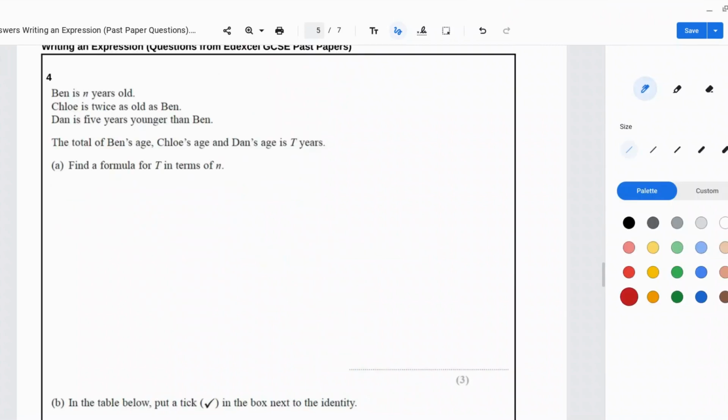Question 4, we're told Ben is n years old. Chloe is twice as old as Ben, so we're going to represent her age in terms of Ben's age. So her age is 2n, and Dan is 5 years younger than Ben. So whatever Ben's age is, you would take 5 off it. So because his age is n, we write n minus 5.